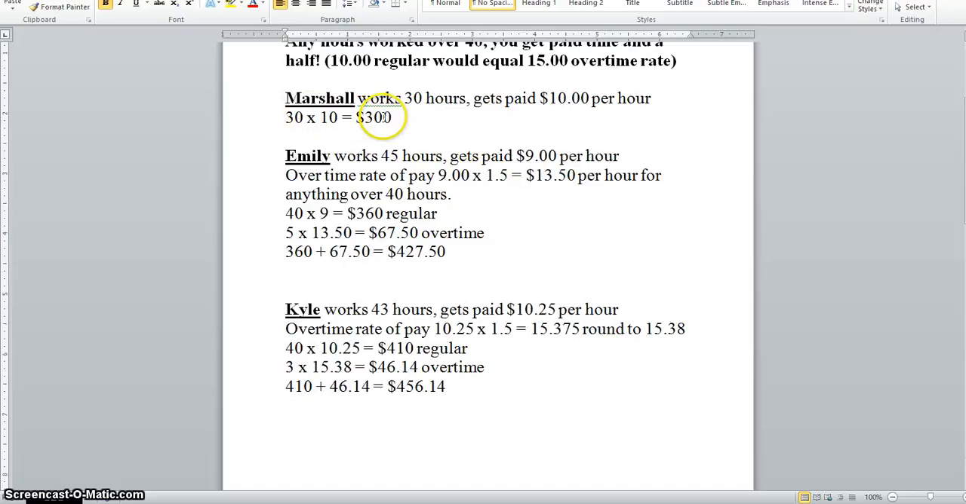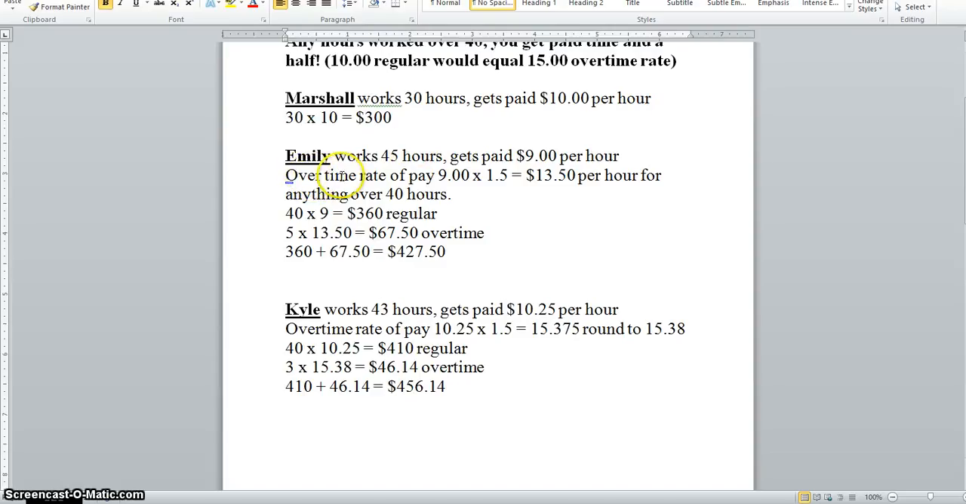First we have Marshall. He's working this week 30 hours and he gets paid $10 an hour. Well, this is just simple math. We take his hours times his rate of pay and we get his total gross pay for the week. So 30 times 10 is $300 he earned for the week before any taxes were taken out.